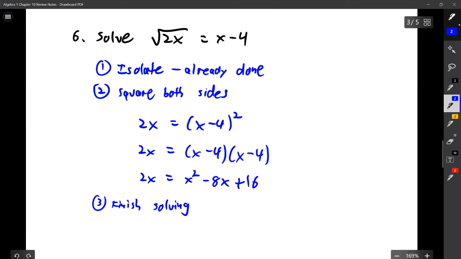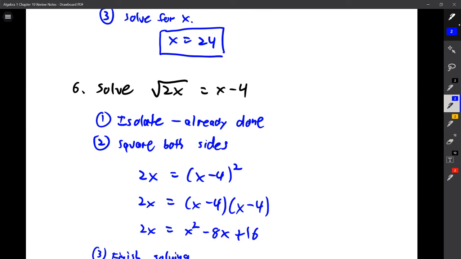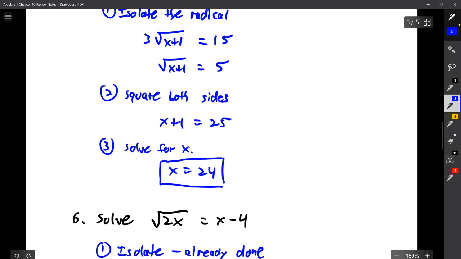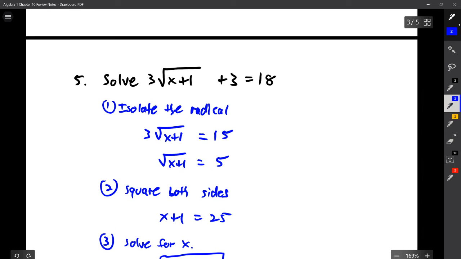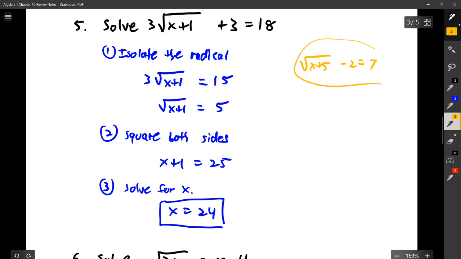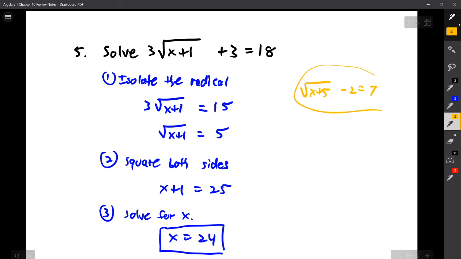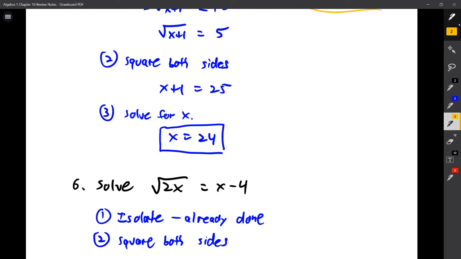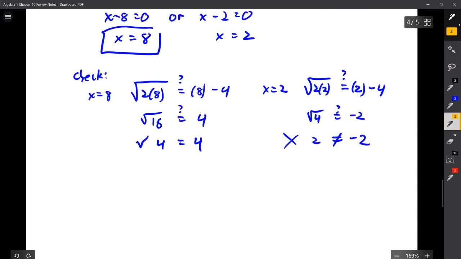All right. I might give you one problem like this on the test, and even more simple versions of it. A more simple version might be something like square root of x plus 5 minus 2 equals 7. So a simpler version like that. You can expect a few of this flavor and probably just one of this flavor. Okay, that was number 6.